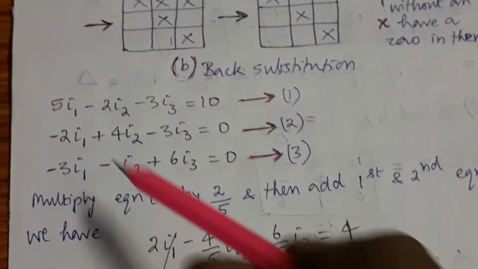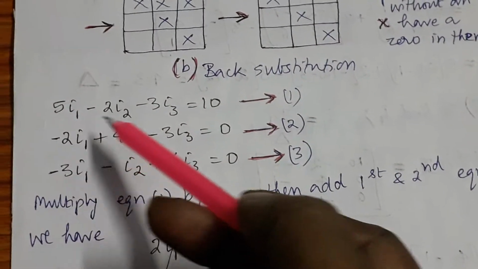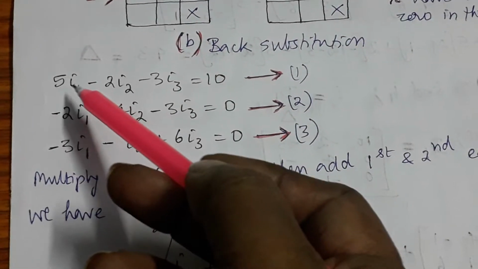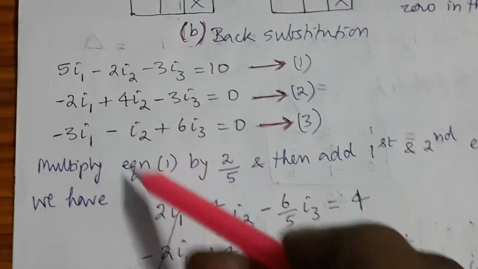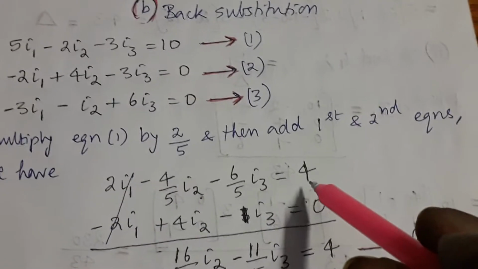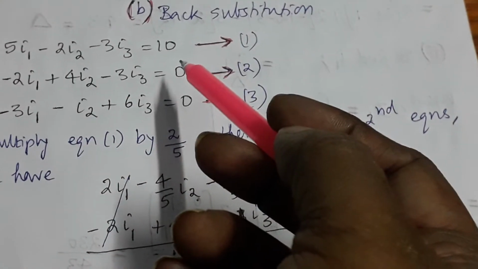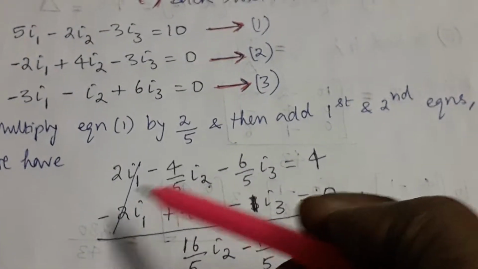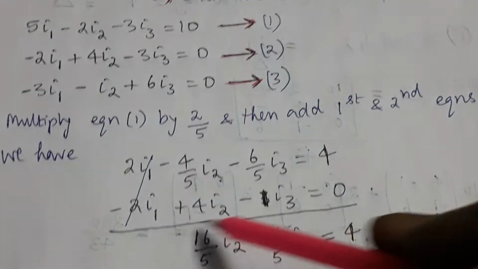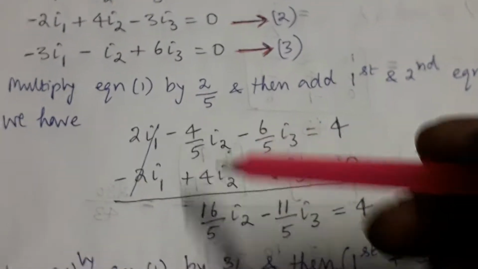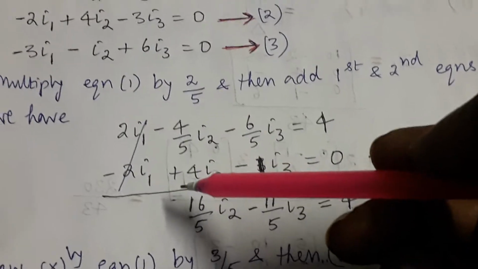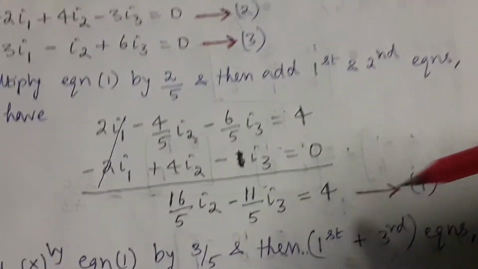Here multiply equation by 2 by 5, the whole equation. So 2 by 5, when you multiply, this becomes 5 and 5 will get cancelled, get 2I1 minus 4 by 5 I2 minus 6 by 5 I3 is equal to 4. 10 into 2 by 5 is what? 20 by 5, which is 4. And then we have to add the first and the second equation. When you add it, this will get cancelled. Simplification, you know, we are not subtracting, we are adding. This plus will be retained as plus only. Okay, and write it as equation 4.